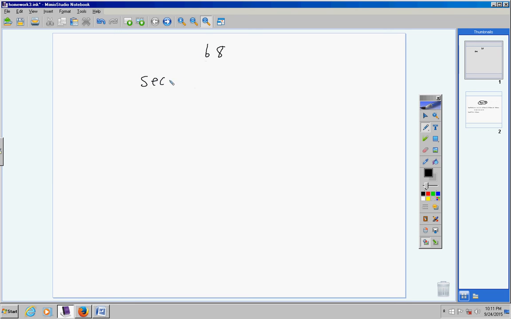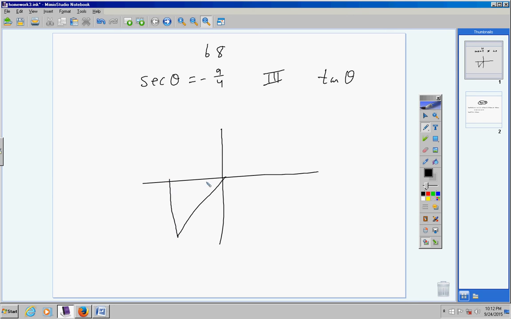Information they give us is secant of theta equals negative 9/4. We are in quadrant 3, and they want us to find the tangent of theta. So we're in quadrant 3, right here. Secant is the inverse of cosine, so hypotenuse over adjacent. The hypotenuse would be 9, the adjacent would be 4. The other leg would be Pythagorean's theorem. 81 minus 16 would be what? 65. So the square root of 65.